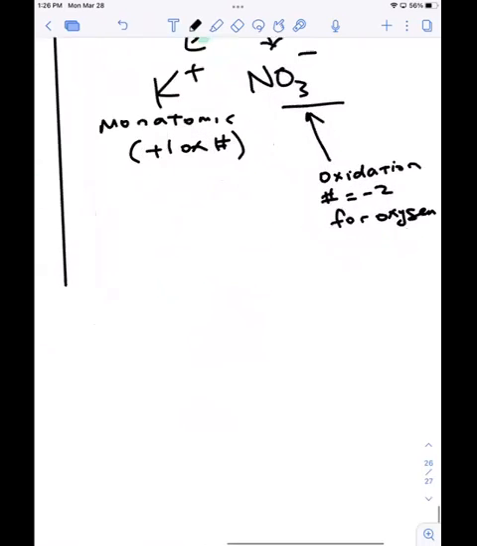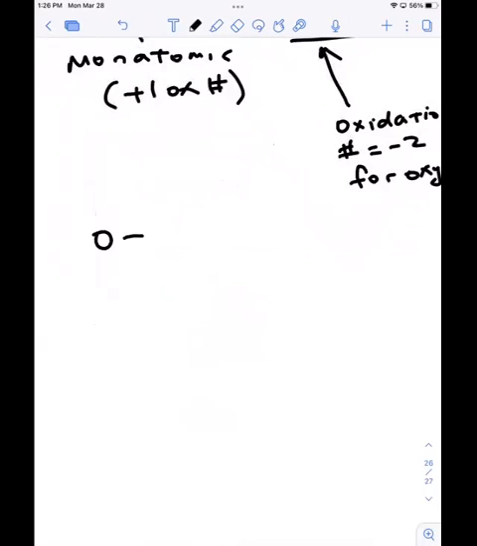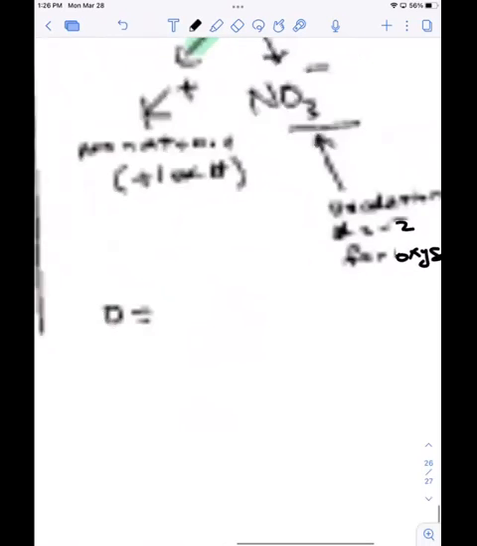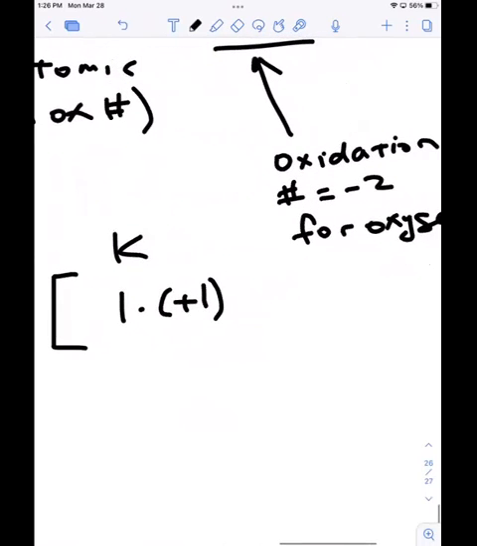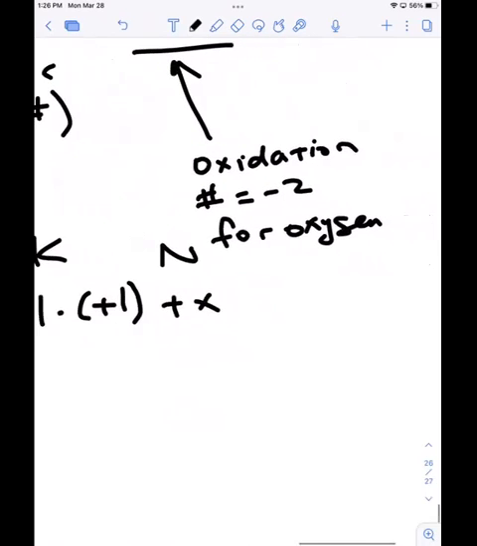So we're going to solve this like this. We're going to make it 0 for the overall charge, which is going to come from the sum of all your oxidation numbers. And then we're going to say for potassium, this is going to be 1 times +1, right? And we're going to solve for nitrogen, so plus X. And then for oxygen, let me move this up some.